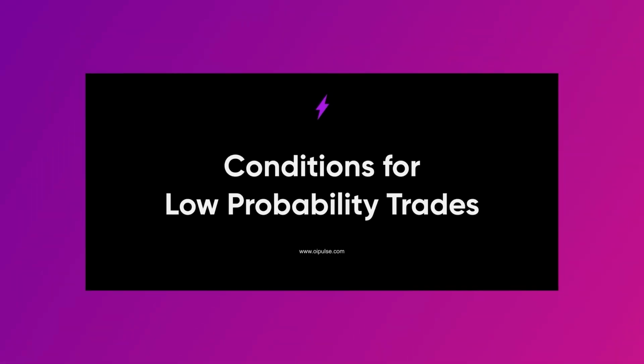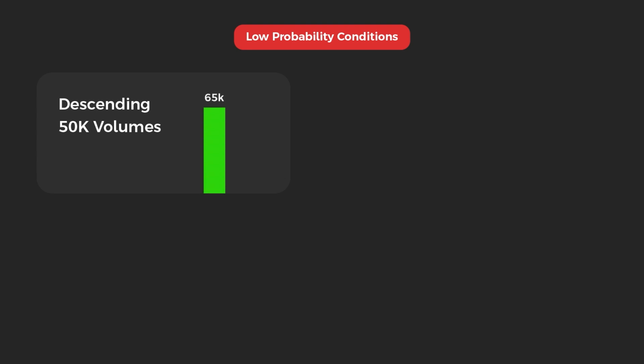Now let's see what a low probability trade is. A low probability trade is the opposite of a high probability trade. For volume, if it is not ascending but descending, meaning the volume of the first candle is higher and the second candle is lower, it is a low probability candidate.